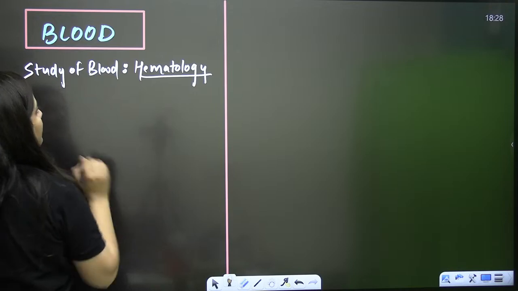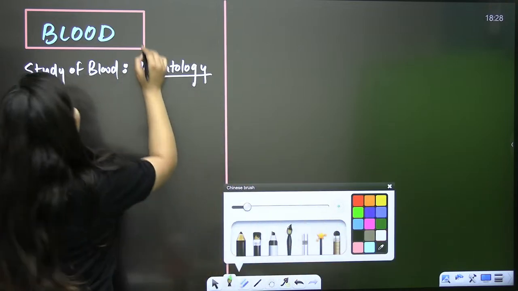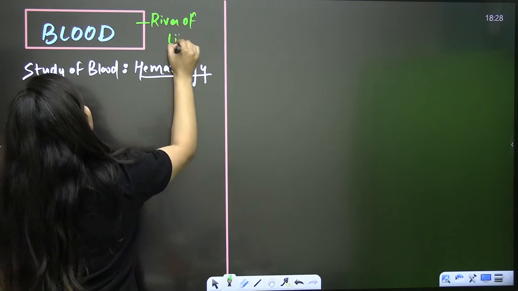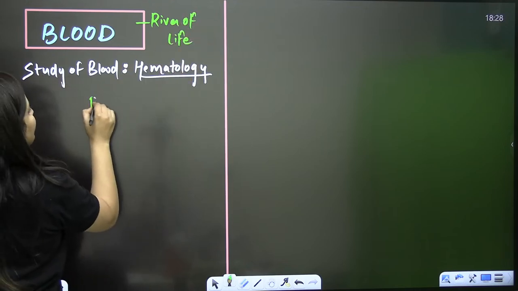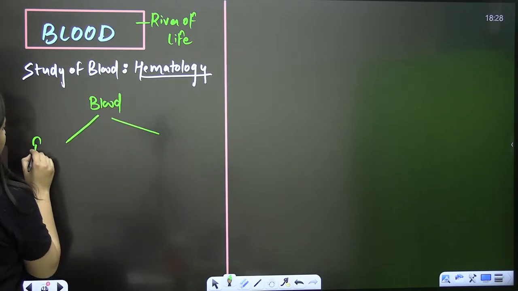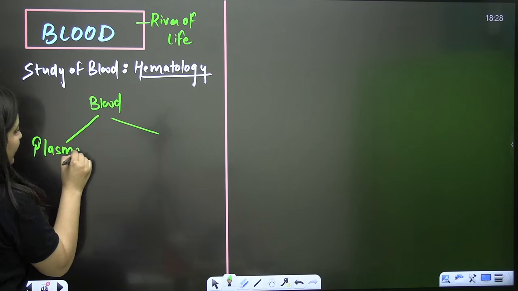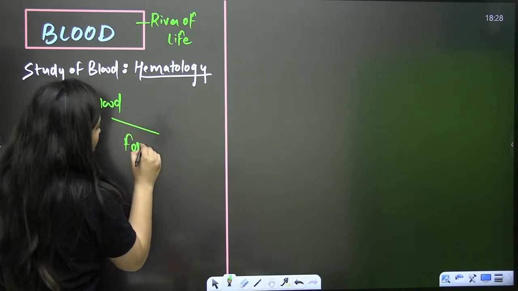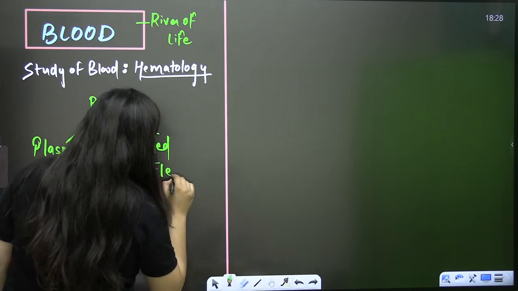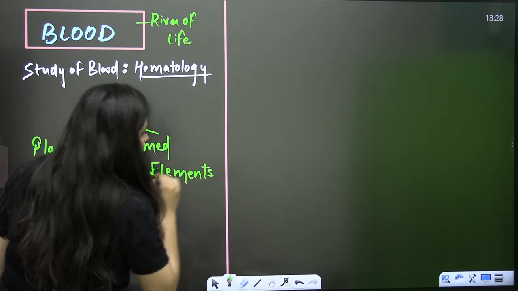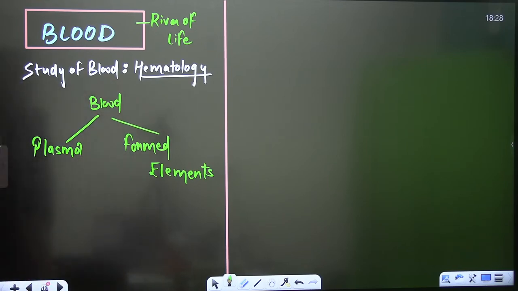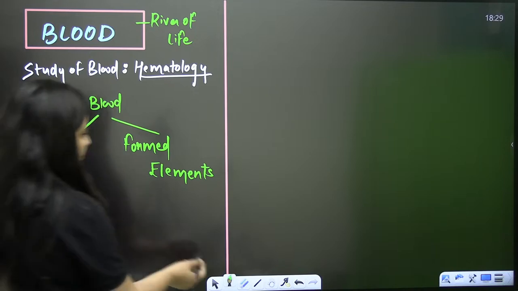So now when you're talking about this blood, it is also known as the river of life. You know that? So bachche, we divide the blood into two components. You will be discussing the plasma here, and you will be discussing the formed elements here. That's how you have to divide the blood. So these two are the components of the blood.